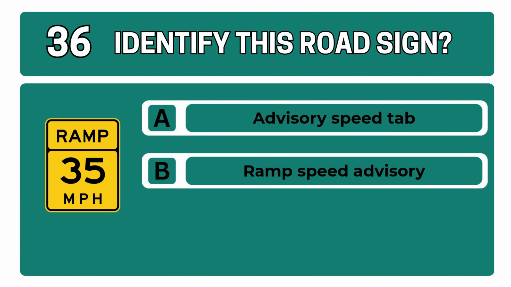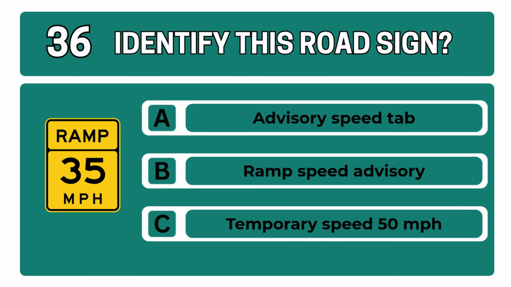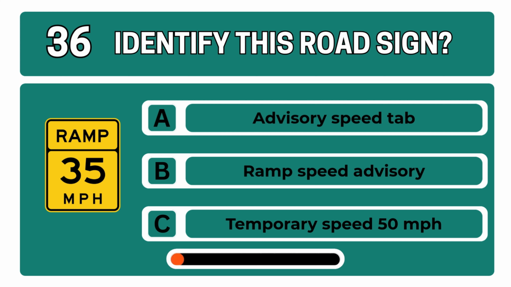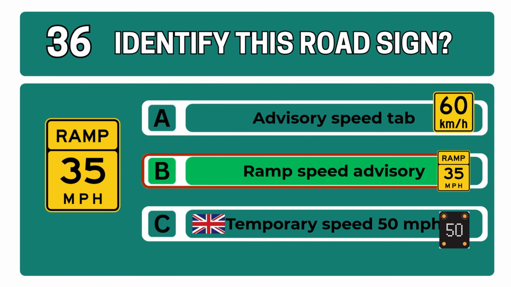Question 36. Identify this road sign. A. Advisory speed tab. B. Ramp speed advisory. C. Temporary speed 50 miles per hour. The answer is B. Ramp speed advisory.